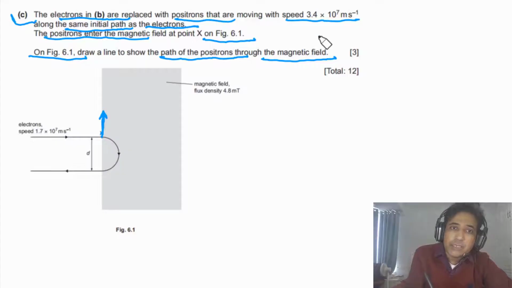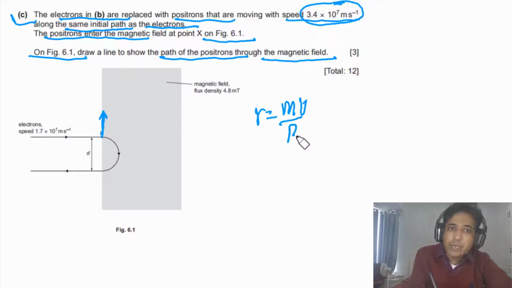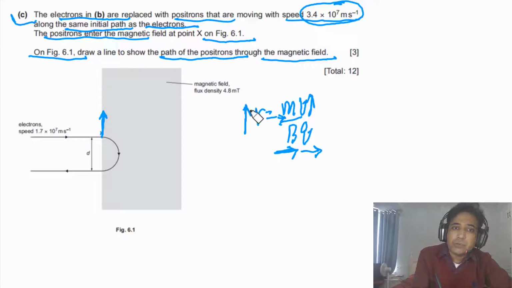So it means positron will go upward, it will be deflected in upward direction. Now we need to look at the speed. This speed is 2 times of the speed of electron. So we can write here r is equal to mv divided by pq. So if the speed is double, it means r will be double, because they are in the same magnetic field, they have the same charge, they have the same mass. So if v is double, it means radius will be double.